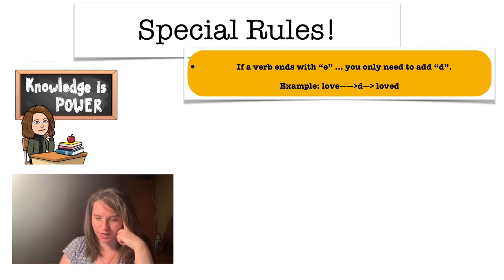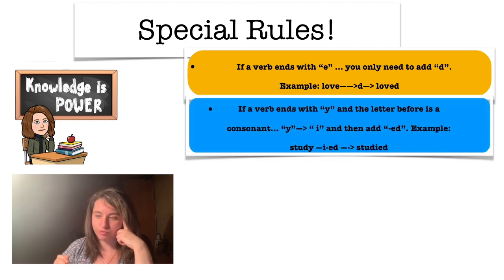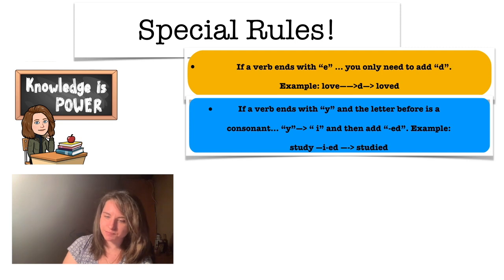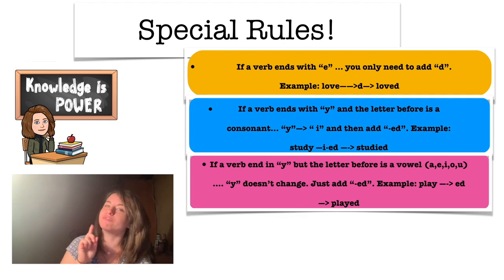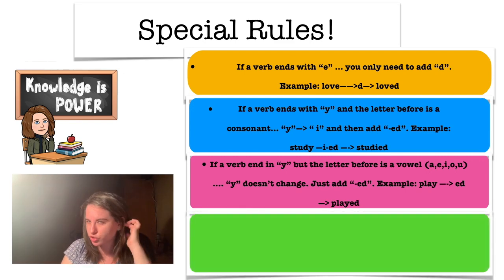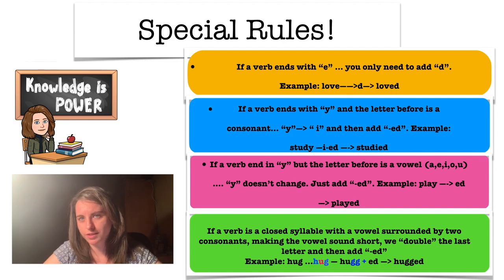Example, love, loved. Okay. Number 2, if a verb ends with Y and the letter before is a consonant, Y does change to I and we add ED, like studied. Okay, if a verb ends in Y but the letter before is a vowel, A, E, I, O, or U, we don't do anything with Y. Y stays the same and we just add ED, like in played. And my last rule to you that I didn't tell you before, this is a new rule. Okay, you have to pay very close attention.